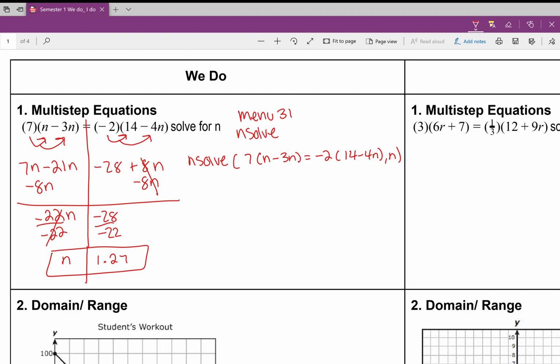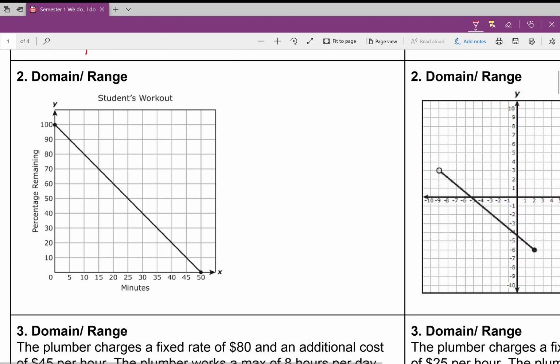Okay. Now let's go ahead and look at number 2. Let's see, number 2. Okay, number 2 is about the topic domain and range. Remember that domain is our x's and range is our y's.